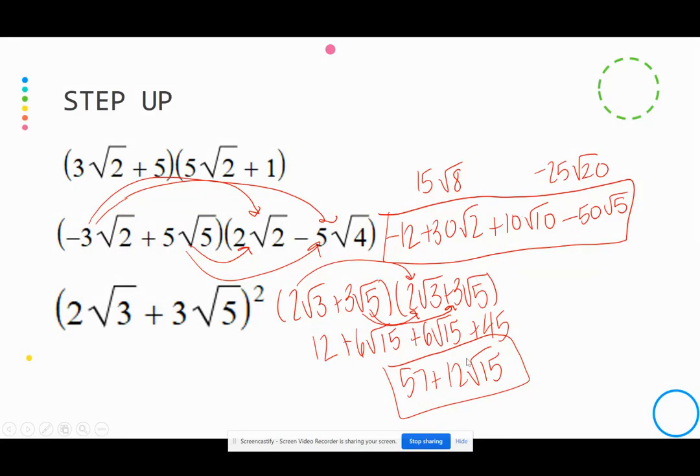Combine our like terms. 12 plus 45 is 57. 6 square root of 15 plus 6 square root of 15 is 12 square root of 15.